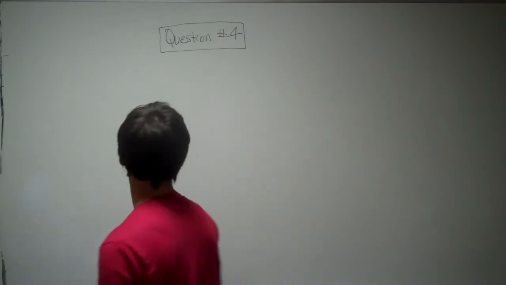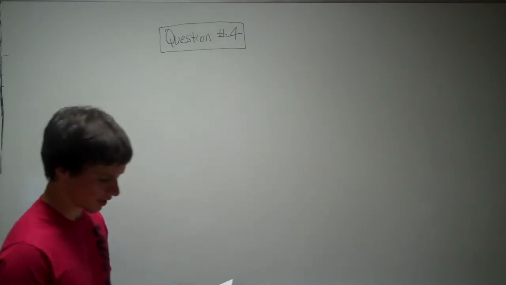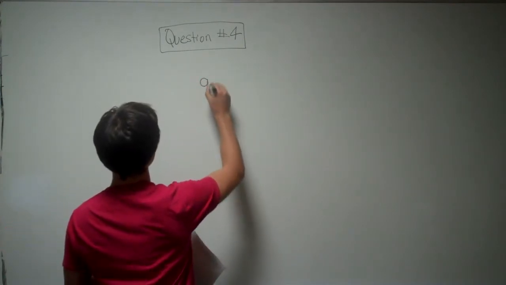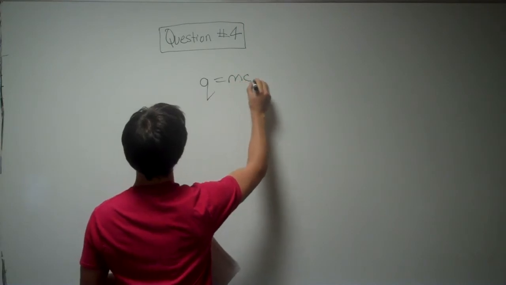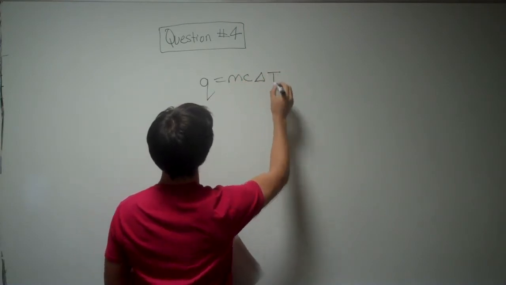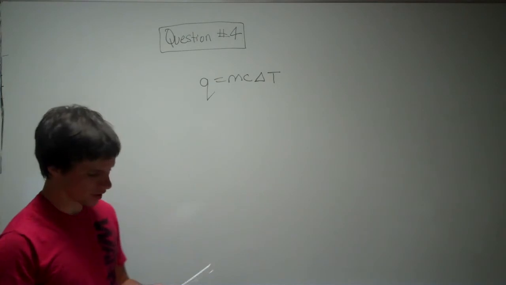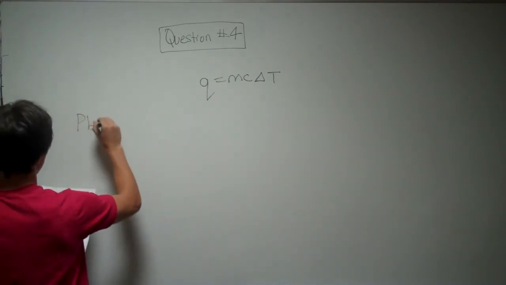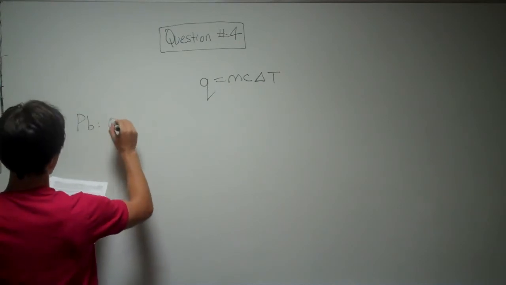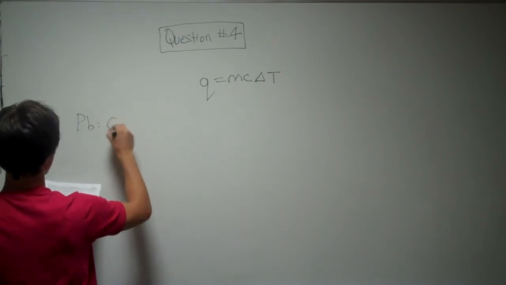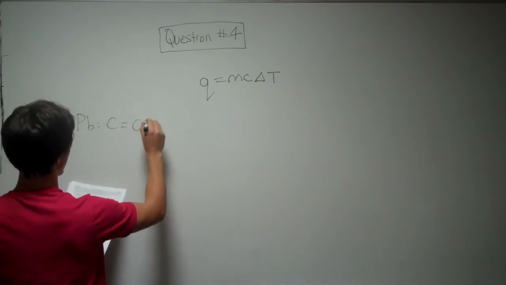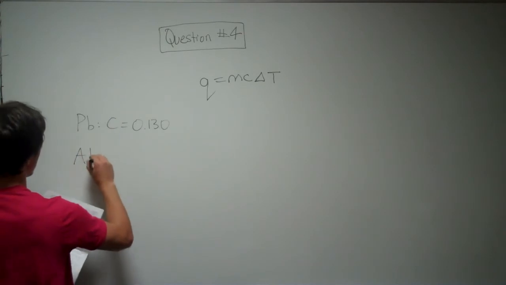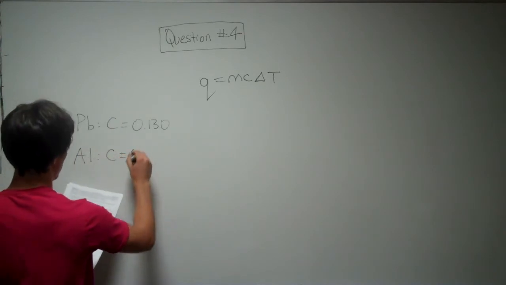So we have a formula, which you're probably familiar with, that relates heat with change of temperature. And that's Q equals mc delta T. And we have 3 samples. So we have lead, which has a specific heat C of 0.130. And then we have aluminum with a specific heat of 0.900.